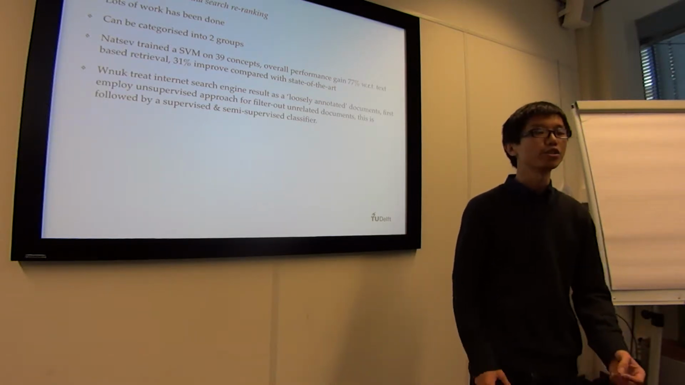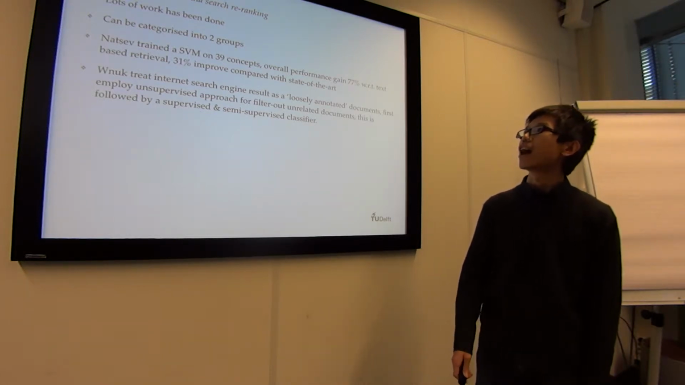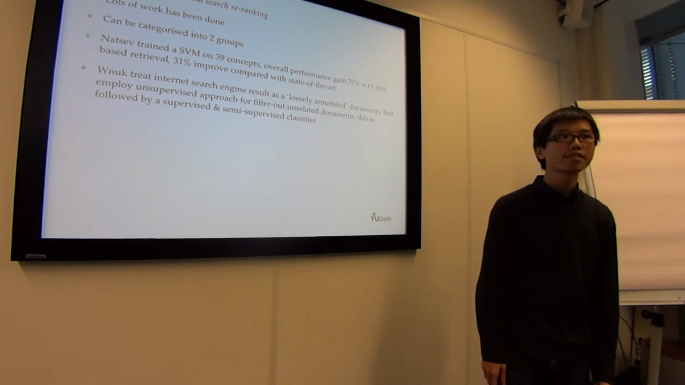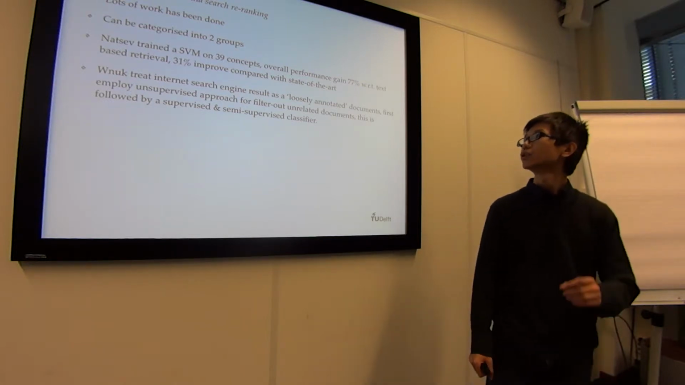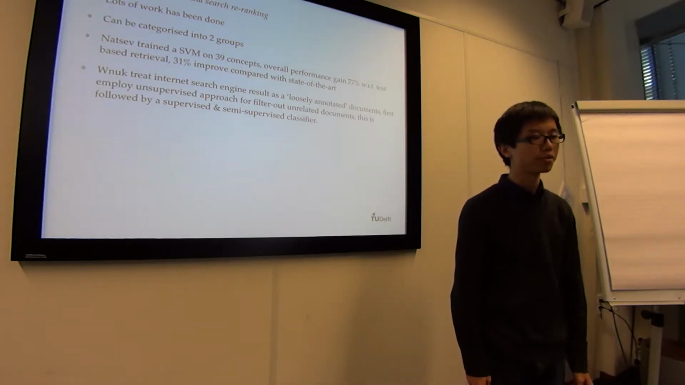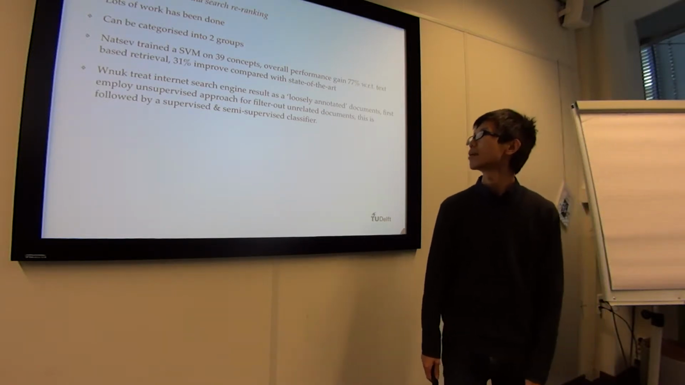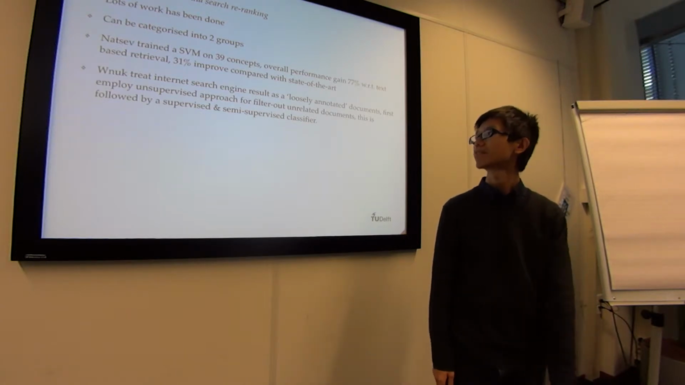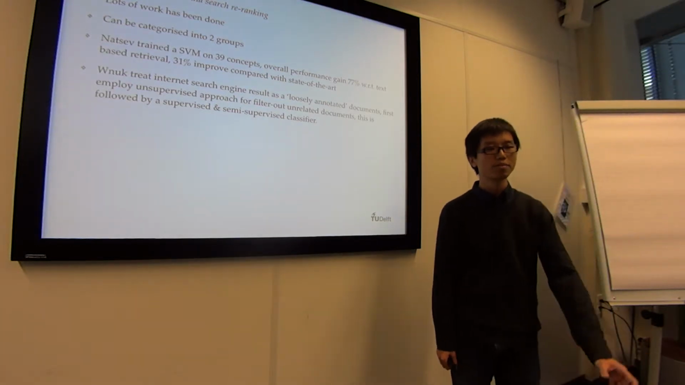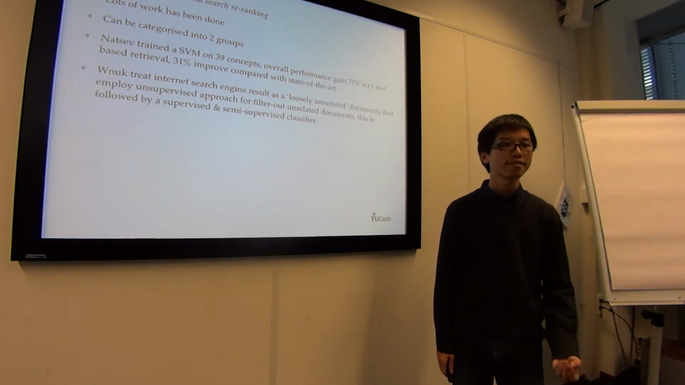The second group is to add a filtering process and rank, treating internet search engine results as loosely annotated documents. They first employ unsupervised learning to filter out the unrelated documents, for example, using the k-nearest neighbor approach. And this is followed by a supervised or semi-supervised classifier to perform the second stage ranking. As we can see, this work is very intuitive and might be very effective in certain topics, but it has a lot of limitations.